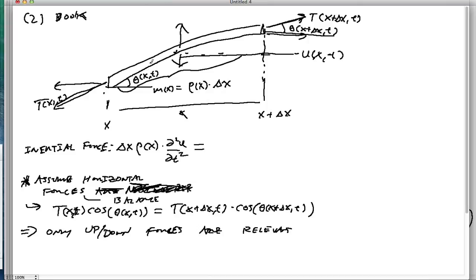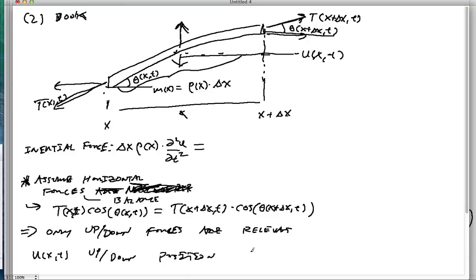So, of course, in reality, there will be some very, very slight horizontal forces if we're thinking of a vibrating string. But we'll see that they're so negligible that we're not even going to consider them. They're just tiny. Okay, so only up and down are relevant. So, of course, that's what we call u(x,t), the up and down position.